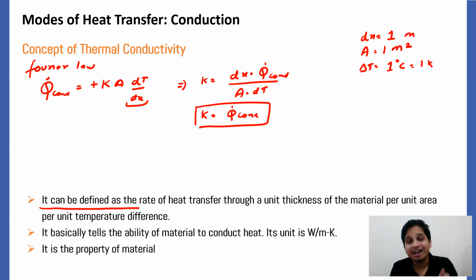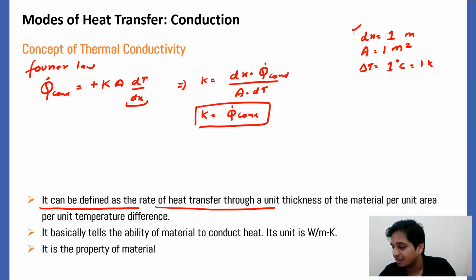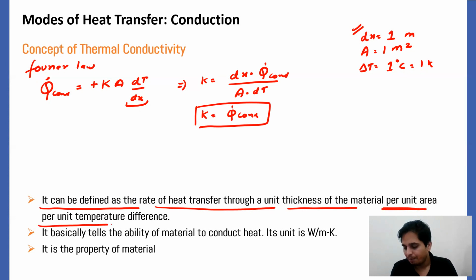It can be defined as the rate of heat transfer, Q dot conduction, through a unit thickness. When the thickness is 1 of the material per unit area, means area is also 1, and per unit temperature difference. कितना हीट आपको देना पड़ेगा अगर आपकी थिकनेस जो है वो 1 यूनिट है, 1 मीटर है, एरिया आपका 1 मीटर स्क्वायर है, और आपका टेम्परेचर डिफरेंस भी सिर्फ 1 डिग्री सेल्सियस या 1 केल्विन है, तो जो हीट आपको देनी पड़ेगी, it will tell you conductivity.